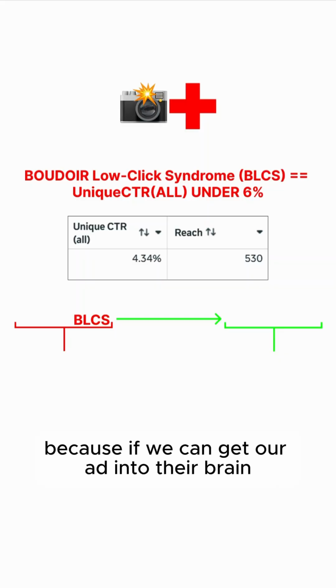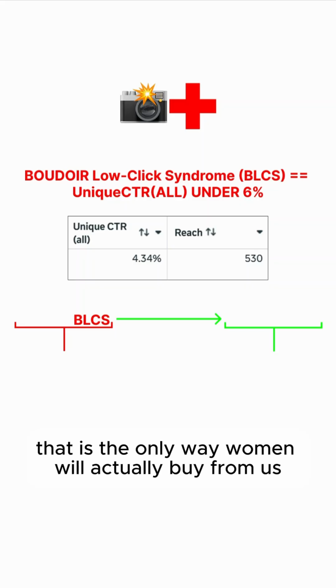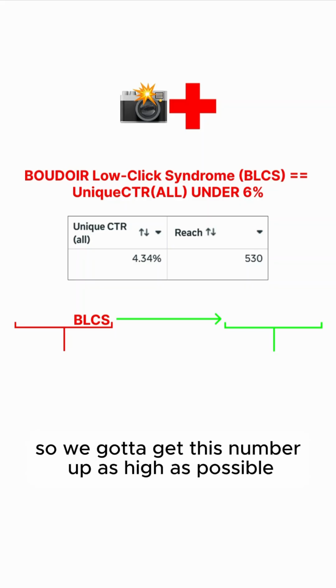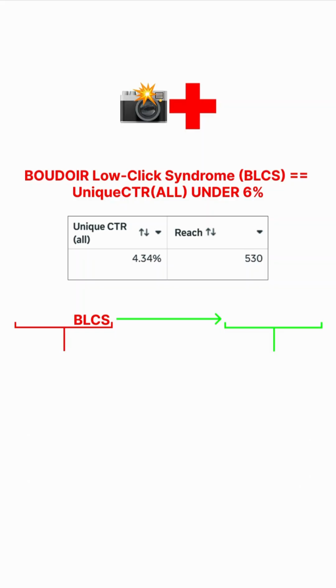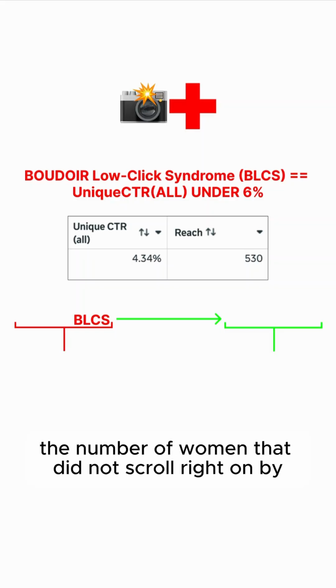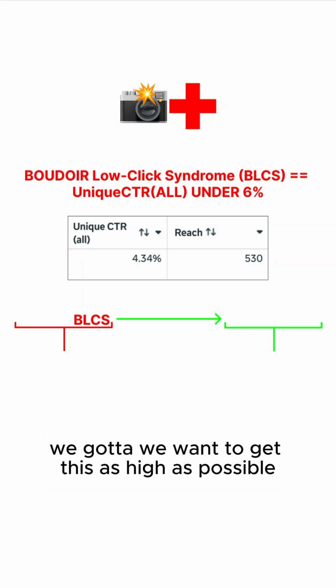And we care about that because if we can get our ad into their brain, that is the only way women will actually buy from us. So we've got to get this number up as high as possible. This number is also basically the number of women that did not scroll right on by. So yeah, we want to get this as high as possible.